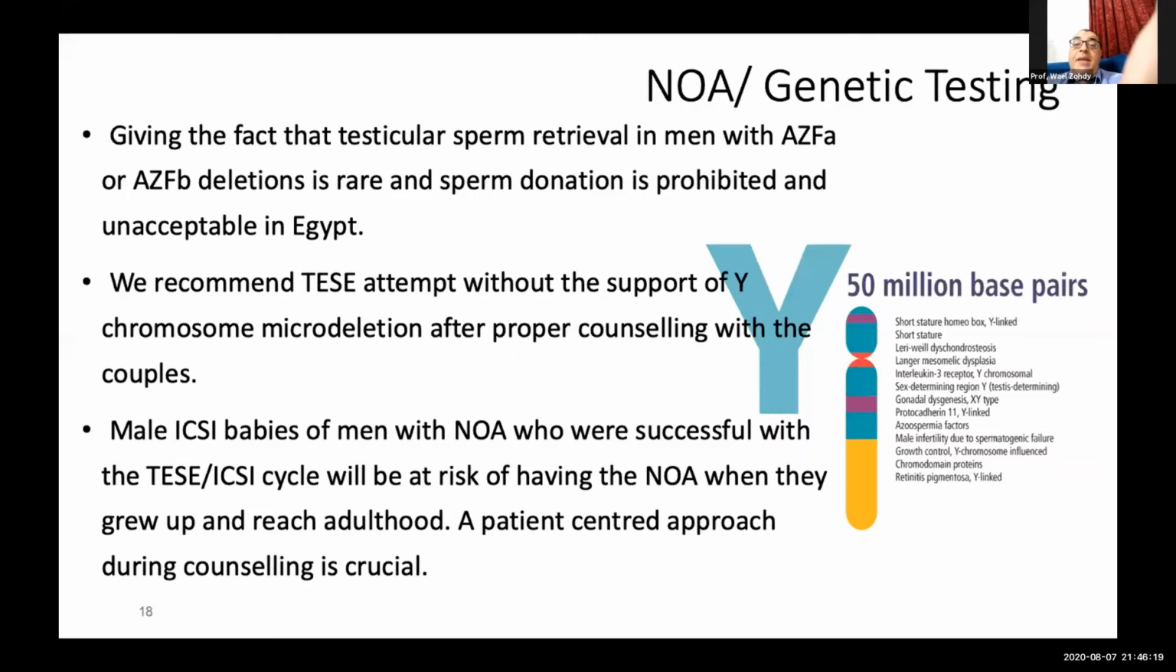Male ICSI babies of men with non-obstructive azoospermia are most likely to have the issue of azoospermia as male offspring. Also, those patients are at a higher risk for male Turner syndrome or even sex reversal syndrome. So that must be considered when we counsel the patient prior to ICSI. Next.